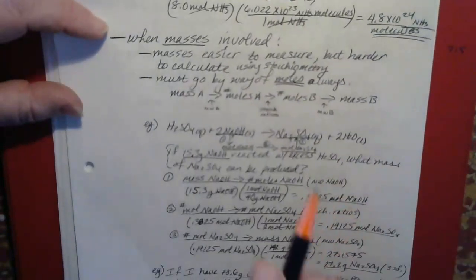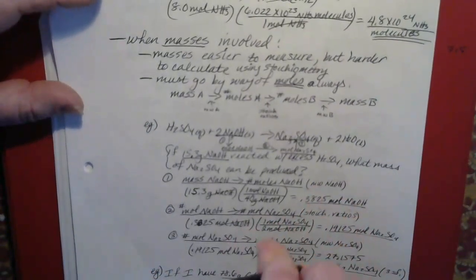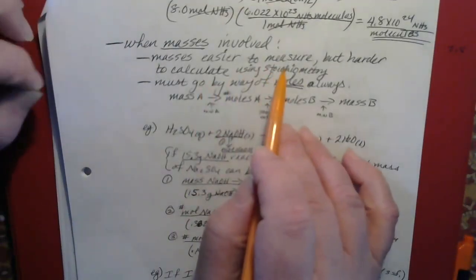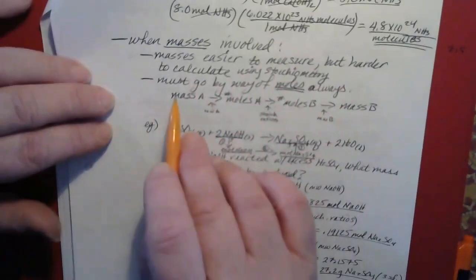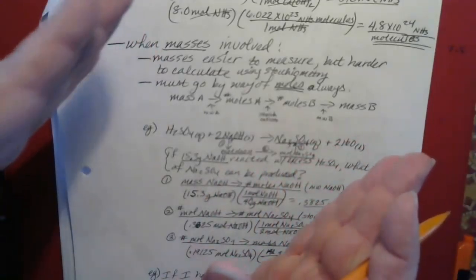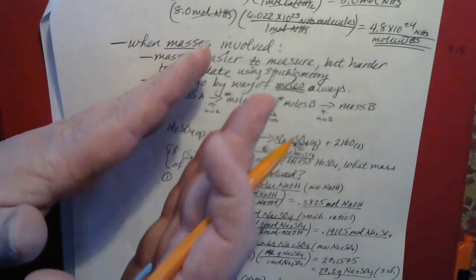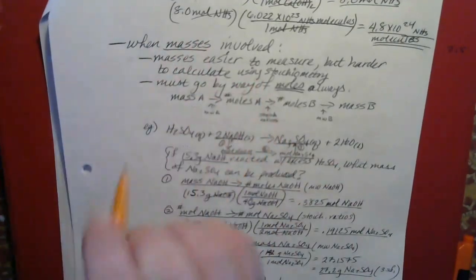Okay, then when masses are involved, we often do problems like this with masses because masses are easier to measure in the laboratory, but it does make the calculation a little bit harder when you're using stoichiometry. So essentially what you end up having to do is, again, go by way of moles. If you're starting with a mass and you want to find a mass, you have to get from the mass of the thing you're starting with to the moles of that substance. And then you can convert to the moles of the other substance using the balanced equation. Then you can get to the mass of the other substance.